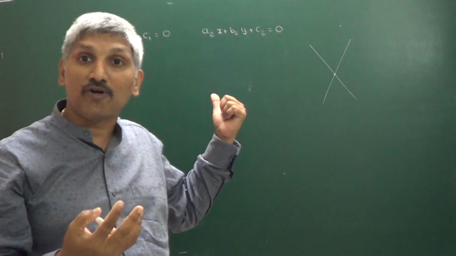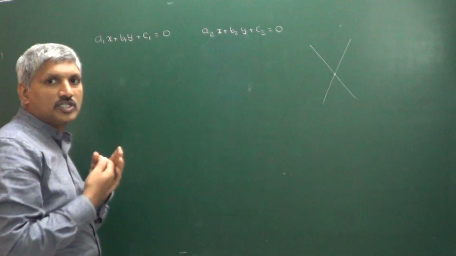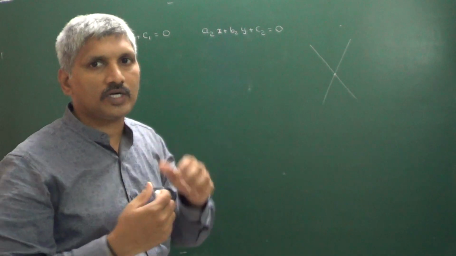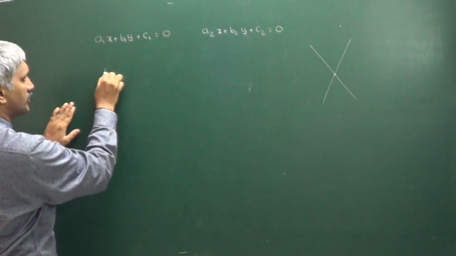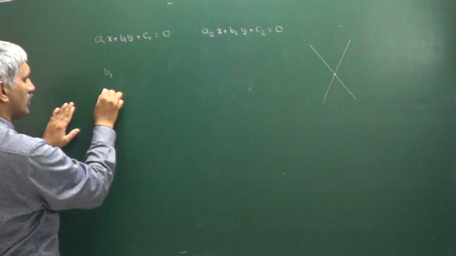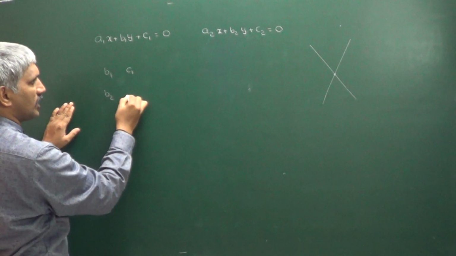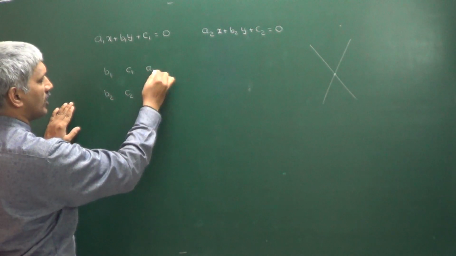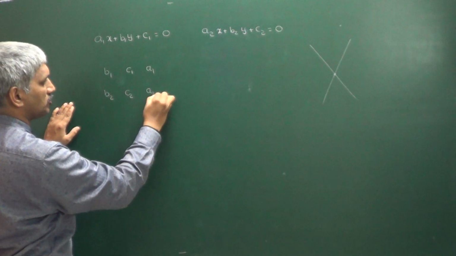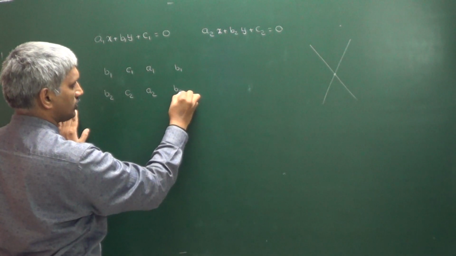You know already how to find this point of intersection, right? So I am going to discuss it by using the cross multiplication method. First of all, write down the y coefficient, here b1, there the y coefficient is b2. Next we write the constant c1, there we have c2. Next the x coefficient a1, here the x coefficient is a2, and the first one is repeated at the last, right?